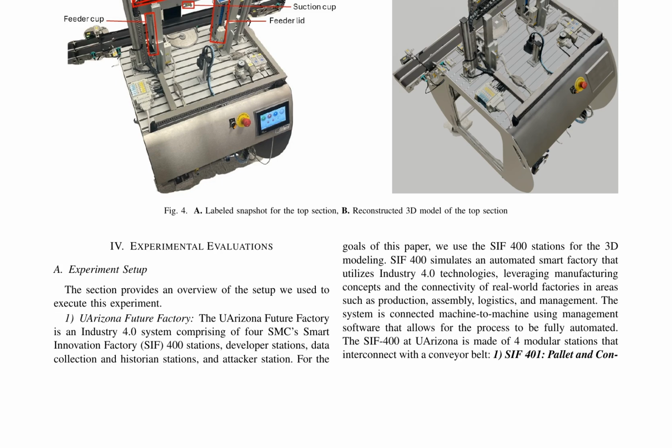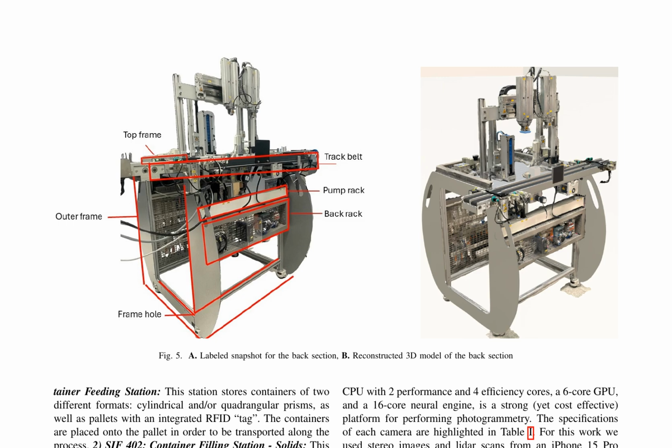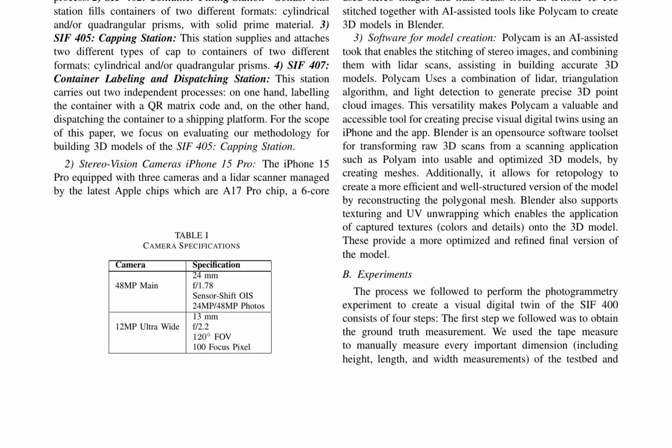Figures 3 and 4 showcase the labeled snapshots and reconstructed 3D models of the front and top sections of the object, respectively, demonstrating the effectiveness of the proposed method in accurately modeling complex objects. The research paper discusses the creation of a visual digital twin for the SIF 405 capping station using photogrammetry and lidar scanning. The process involves 4 steps: obtaining ground truth measurements, acquiring images using stereovision cameras, processing images with Polycam, and digitally processing the output with Blender.